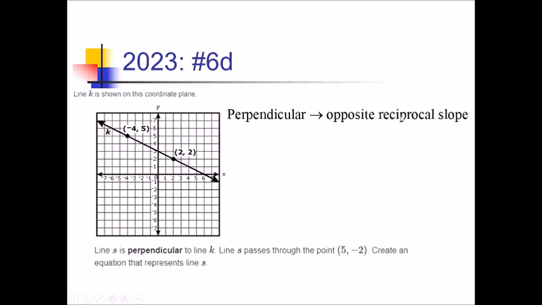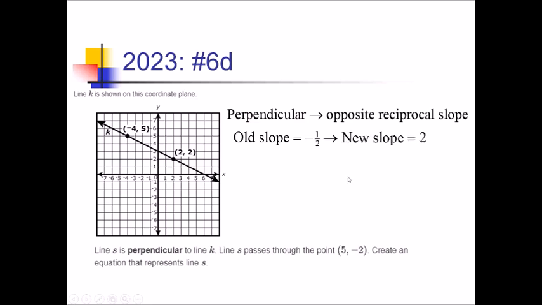So if I know the slope of the original line, I can very quickly figure out the slope of the perpendicular line by essentially flipping it and changing the sign. So the old slope, remember, was negative 1 over 2. And now if I flip the fraction, take the reciprocal, and change the sign, now I have a positive 2 over 1, or just positive 2.